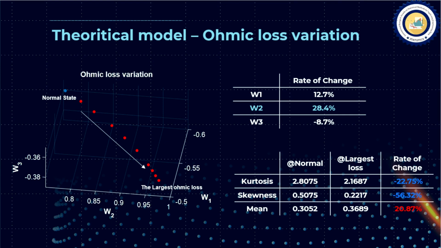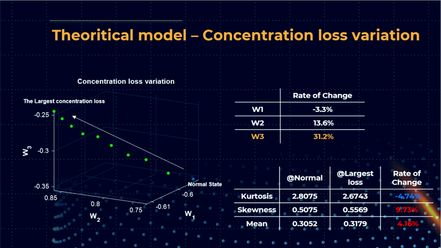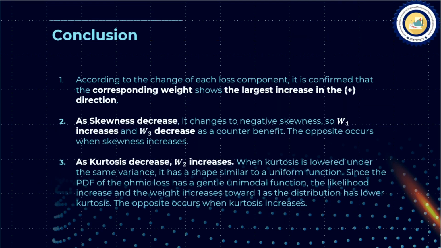Thirdly, when the concentration loss was mainly changed in the theoretical model, W3 shows the largest change, and similarly, changes in kurtosis, skewness, and mean were confirmed as shown in the table below. The results of applying the proposed method to the theoretical model are finally presented on this slide and summarized into these three main bullet points.